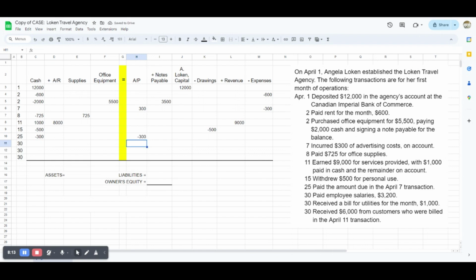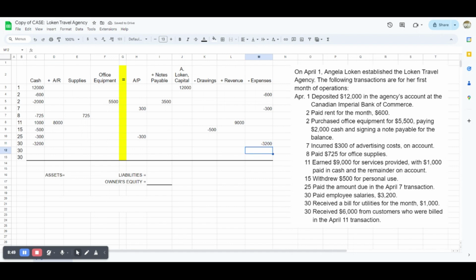Okay, so the final three transactions. Paid employee salaries $3,200. Okay, so you paid money. Cash is going to go down by 3,200. And is employee salaries an asset? It's not. So whenever you're paying something but it's not an asset, expenses is going to go down by 3,200.